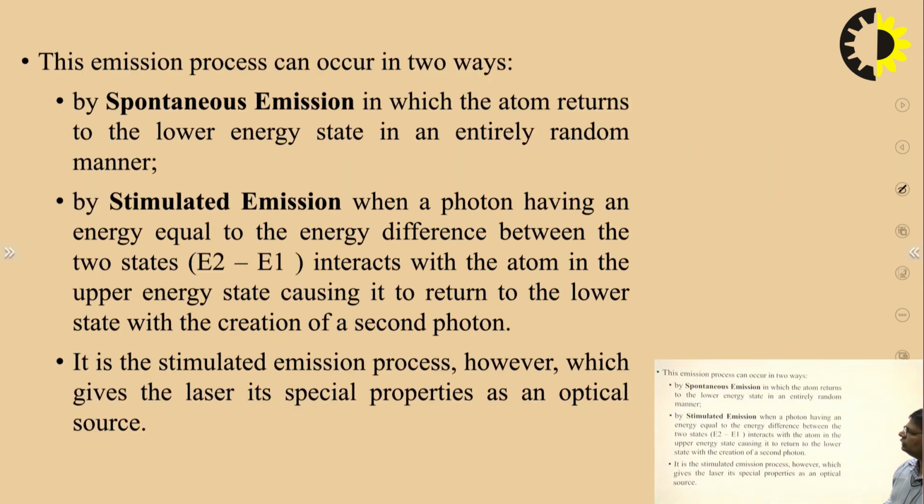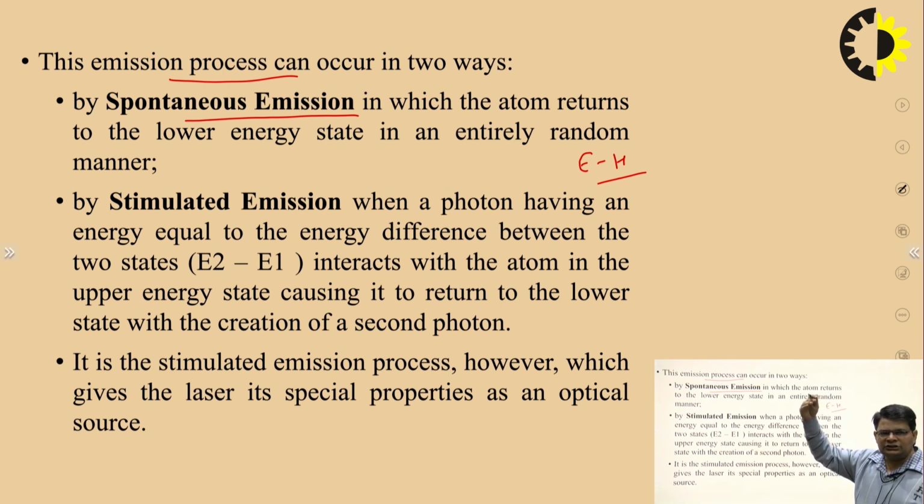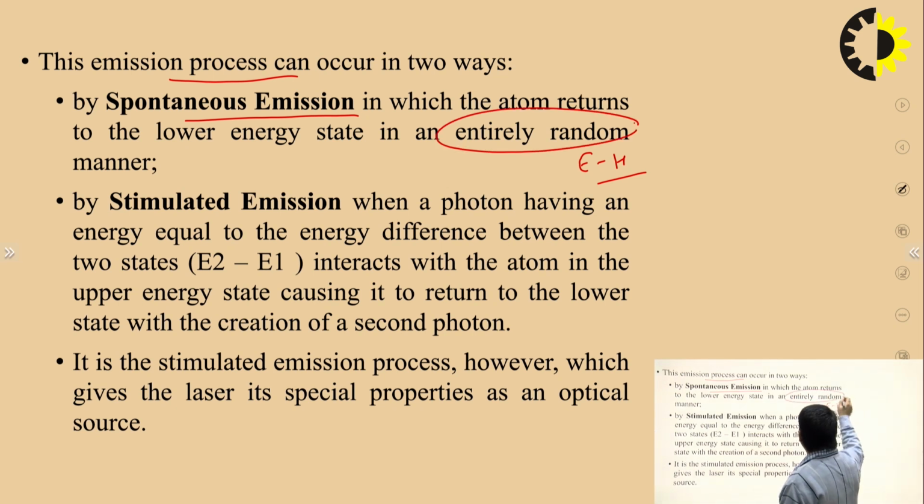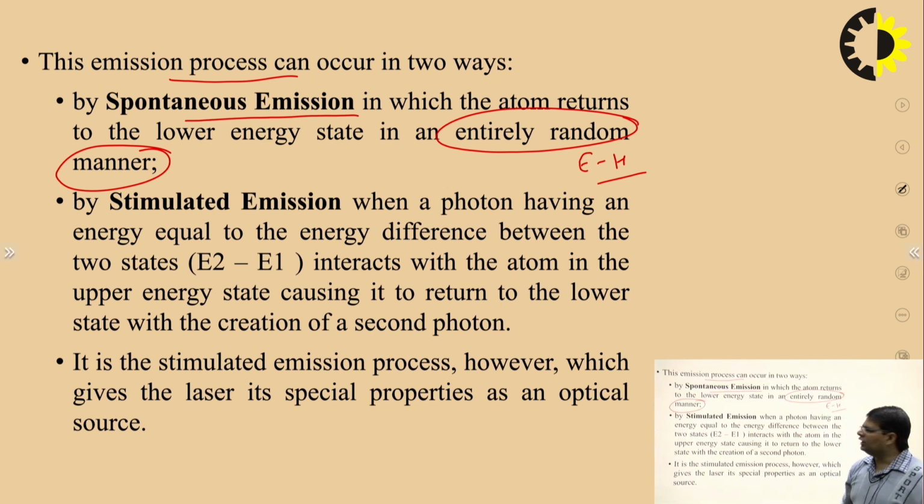So as discussed, the emission process can be because of spontaneous emission, where the electron and hole combine together and the electron in the higher state comes to the lower state purely in a random manner. In this case, the number of recombinations is less and the number of photons is also less. So there is very little contribution of spontaneous emission in the case of laser.